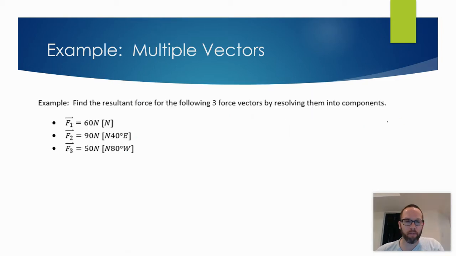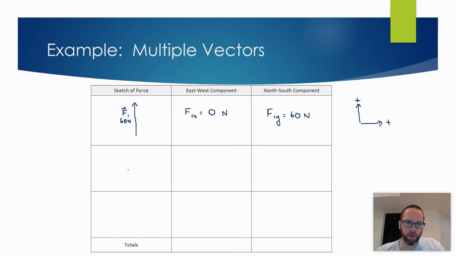The next one, if we draw this out, north 40 degrees east. So from north, 40 degrees east, here's our F2.